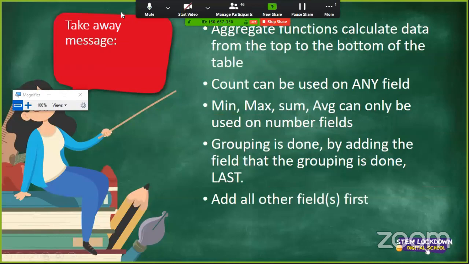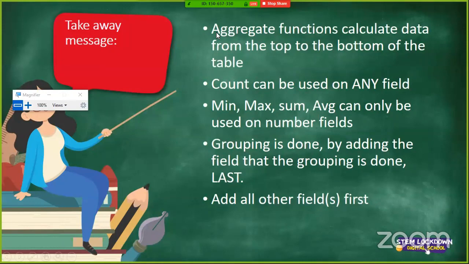Right. Okay. What we've got here, aggregate functions, calculate data from top to bottom of the table, right? Count, we can use on any field, but only min, max, sum, average can be used on number fields. Grouping, this is a grouping of our fields, of our aggregate functions, is done by adding the field that is, the grouping is done last. All the other fields are done first.